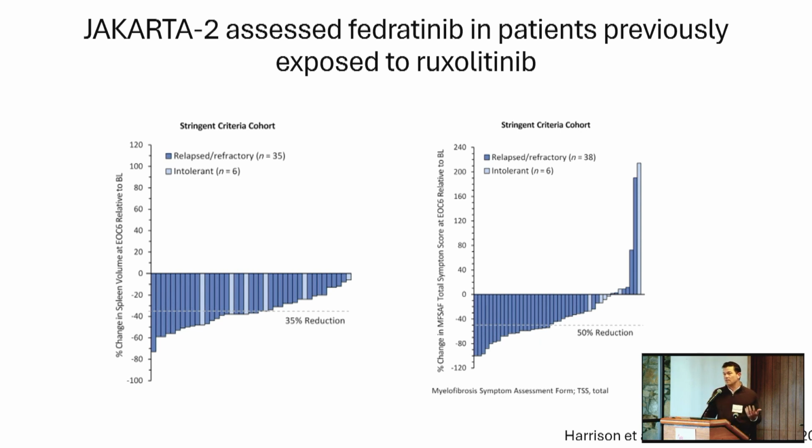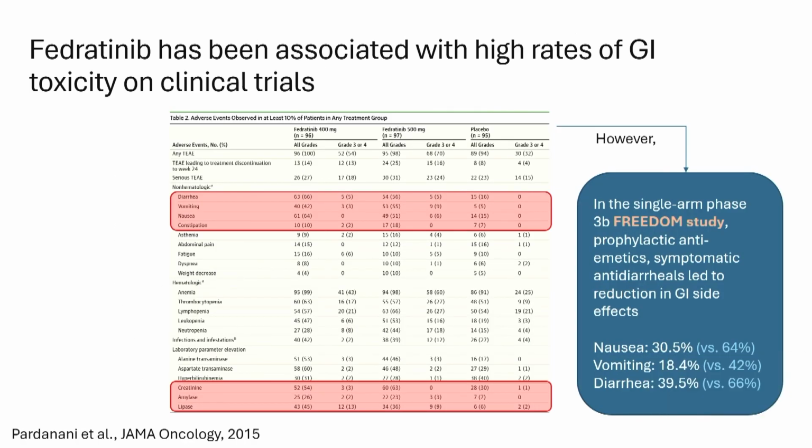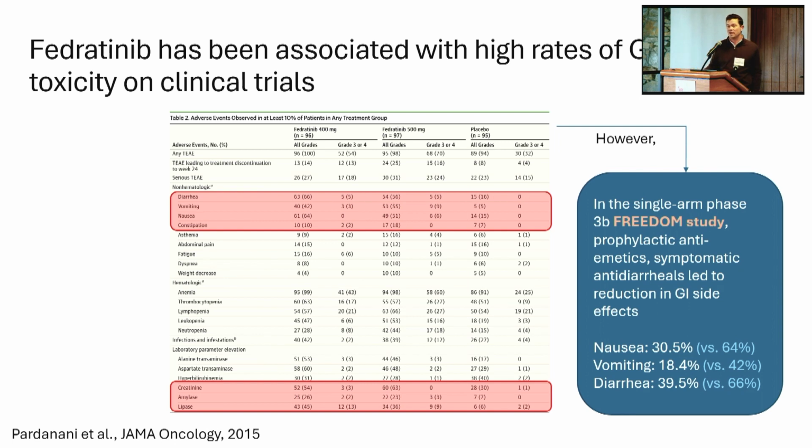Now, there's other things that limit its continued use. I don't know if it's the best symptom agent, but just in terms of spleen volume reduction, it seems to be the strongest. From a side effect profile, though, we have more problems with fedratinib than we may have with ruxolitinib because it does hit FLT3, and we saw very high rates of GI toxicity in the JAKarta trial and the JAKarta-2 study.